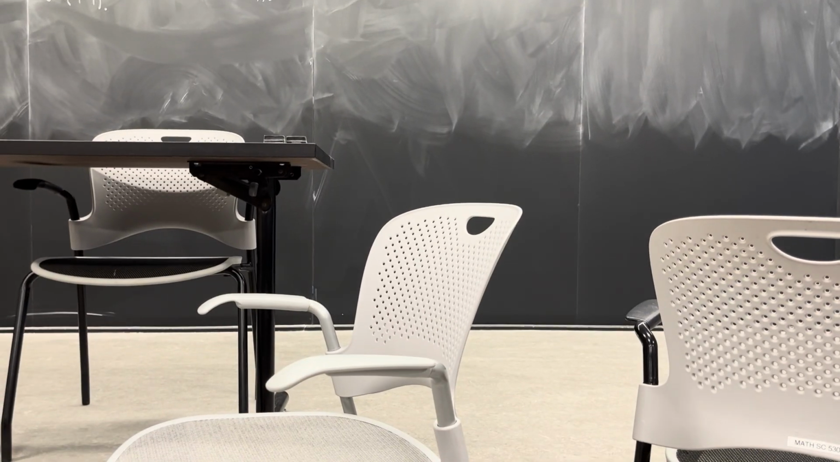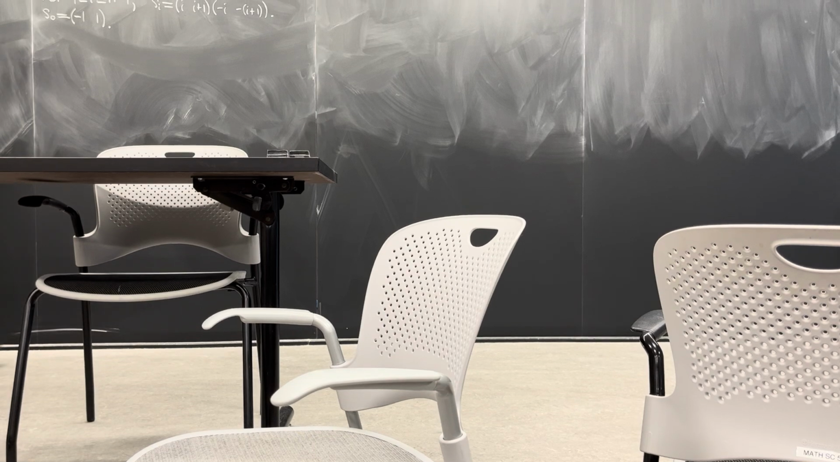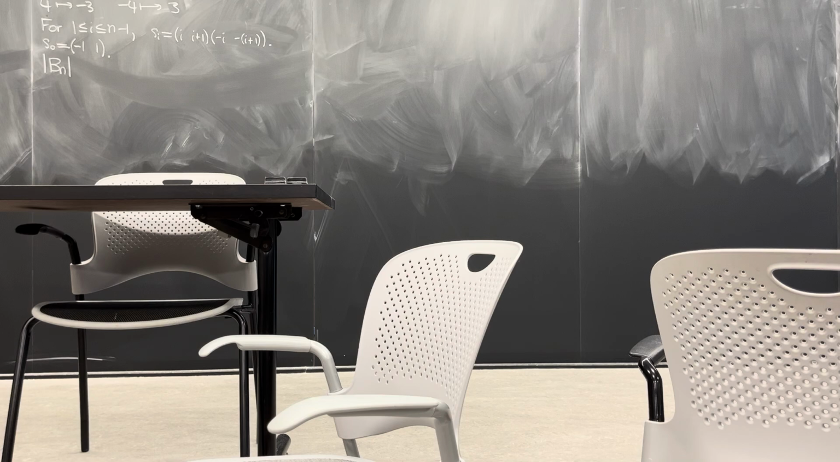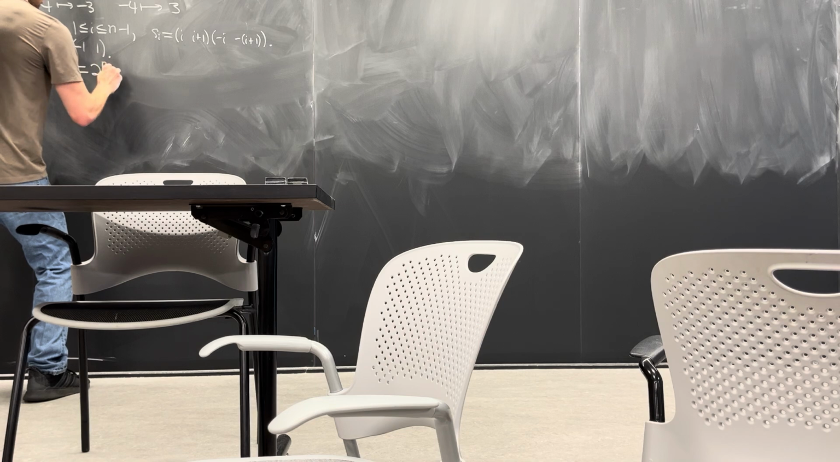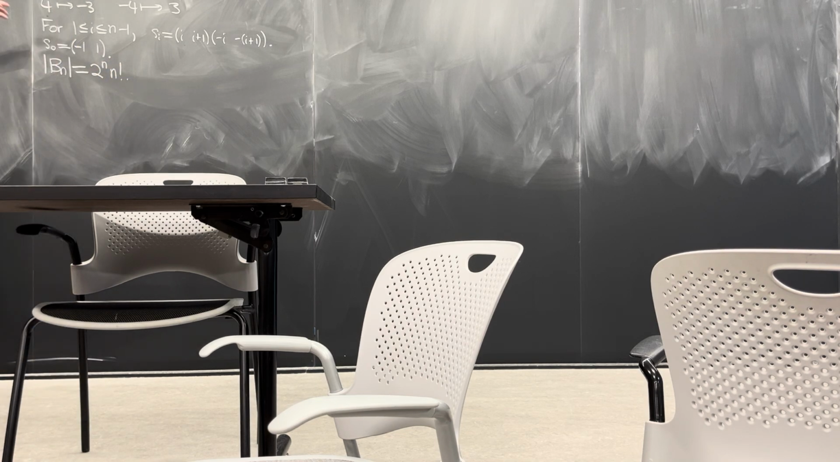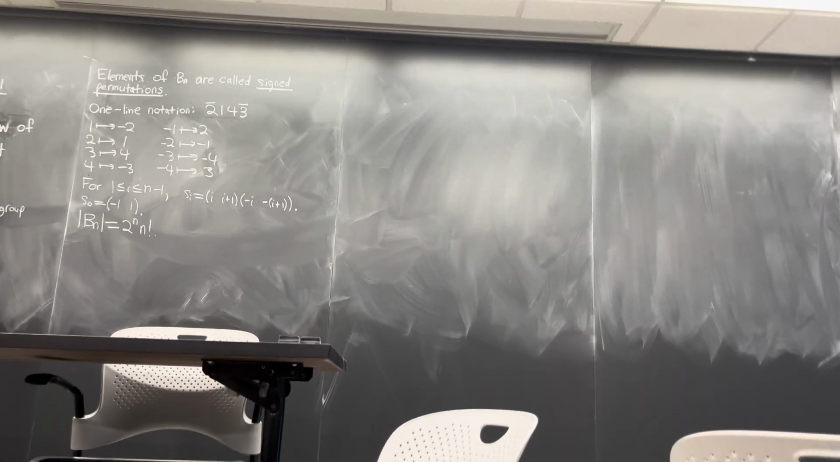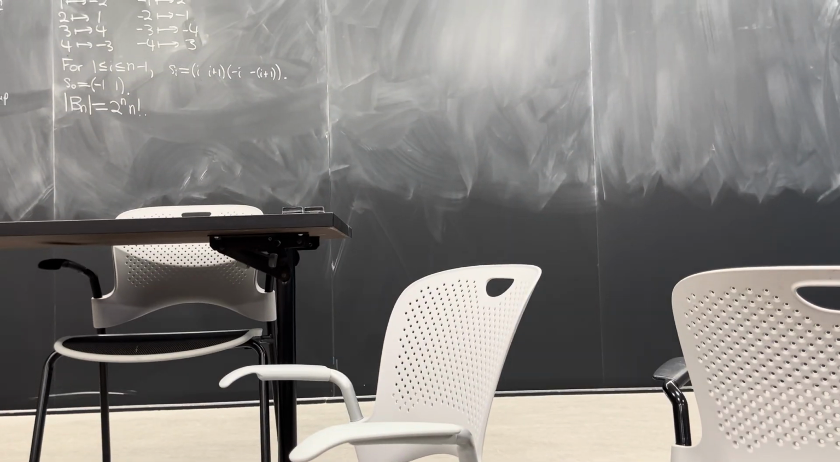And maybe one last thing I'll mention about the hyperoctahedral group is the size. What is the size of this group? Like how many elements? Yes, so 2 to the n times n factorial. Because there are n factorial ways to write down this permutation, and then for each one of them I could put a bar over it or not, so I get 2 to the n ways to add the bars.